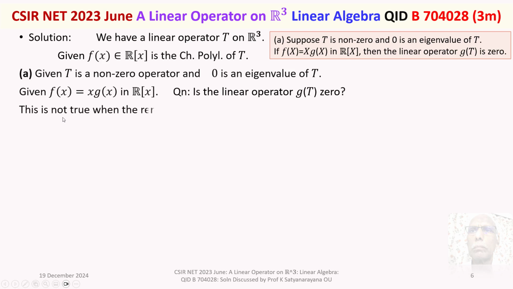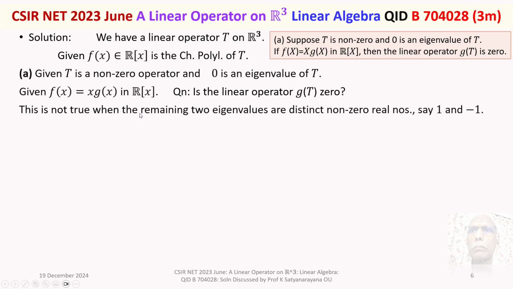Now, this is not true. When one of the eigenvalues is 0 and the remaining 2 eigenvalues are distinct, non-zero real numbers, say 1 and minus 1, then this is not true. That is, g of T is 0 is not true.